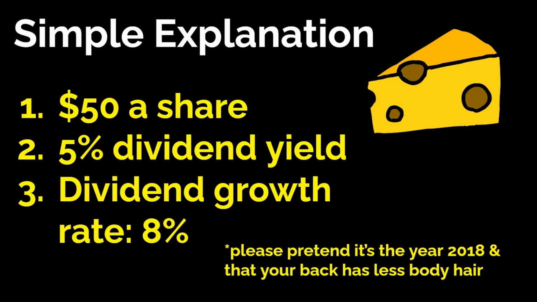But anyways, now let's go through an example for an adjusted stock price. Let's go ahead and assume that you buy into the cheese company stock when it's trading for about $50 a share, and they have a 5% dividend yield, which means the annual payout is $2.50 per share. And let's go ahead and also assume that the dividend grows at a rate of 8% a year.